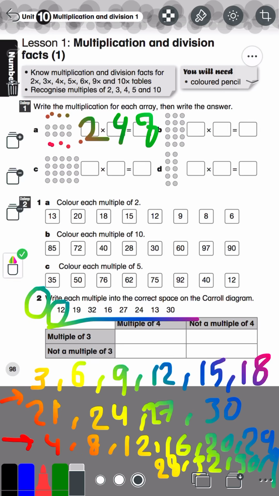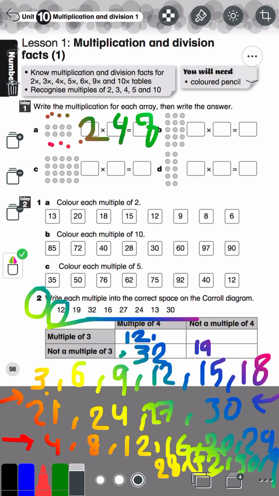And when you write those, you have to check with these numbers. Is 12 a multiple of 3 and 4? Write it here. Is 19 a multiple of 3? No. Is it a multiple of 4? No. So it's not a multiple of 3, and it's not a multiple of 4. Now we have 32. Is it a multiple of 3? Check with the multiples of 3 here. It's not a multiple of 3, but it's a multiple of 4, so write 32 here.